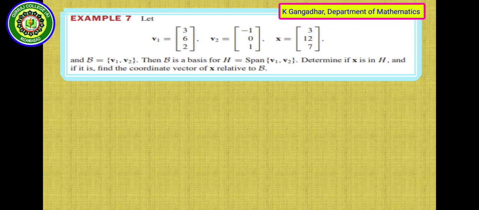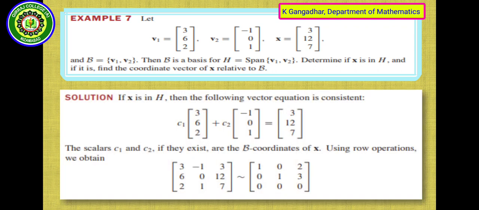So, next example. Let v1 equal 3, 6, 2, v2 equal -1, 0, 1, and x equal 3, 12, 7, and B equal v1, v2. Then B is a basis for H, where H is the span of v1, v2. Determine if x is in H, and if it is, find the coordinate vector of x relative to B. So we write x as a linear combination of the vectors v1 and v2: c1 times v1 plus c2 times v2 equal to x.